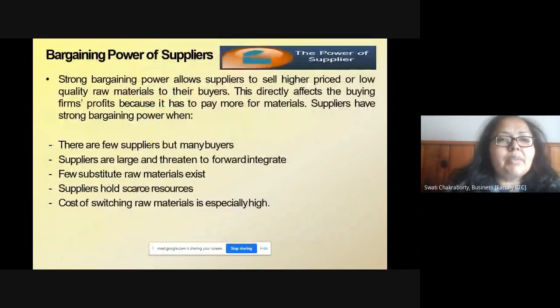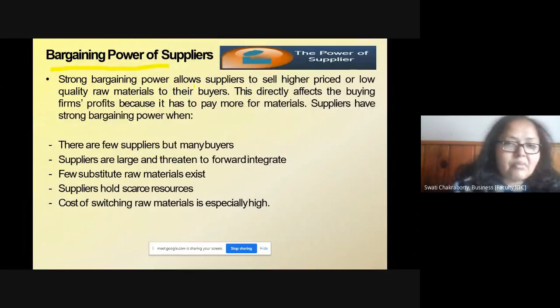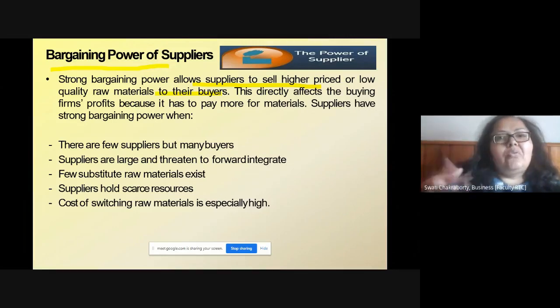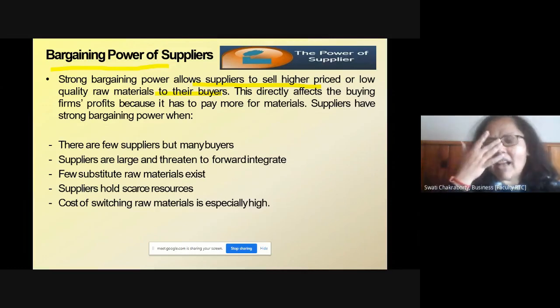Next comes the bargaining power of suppliers. Strong bargaining power allows suppliers to sell higher priced or lower quality materials to their buyers. Very few suppliers means they have higher bargaining power. With more suppliers, if one supplier creates a problem, buyers have the option to go to another. When you have fewer suppliers, then it becomes a problem, right? It affects the buying firm's profits because it has to pay more.